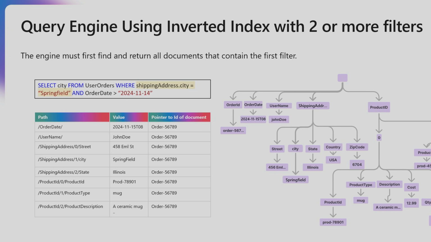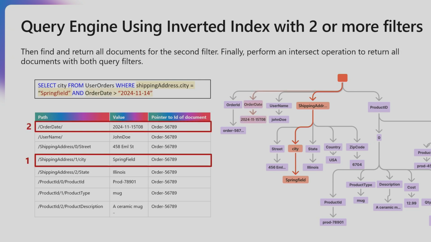Yeah, so what happens when we have to query 2 or more things is that first the query engine looks up the first property or the first filter in the query, which is Springfield, and then retrieves all of the documents that have that property. Then it does a second lookup. In our case, we're doing a range filter, so it looks up all the documents that are greater than 11/14 or November 14th, and then it retrieves all of those documents. And then finally, it does an intersect operation, similar to a join, which basically retrieves all the documents that have both of those filters in it.